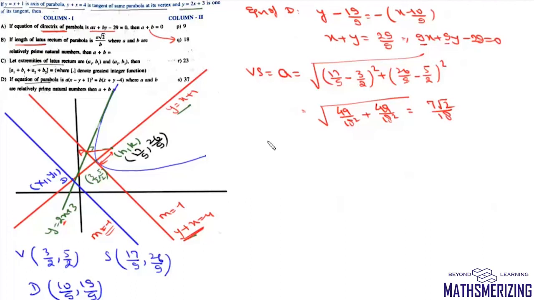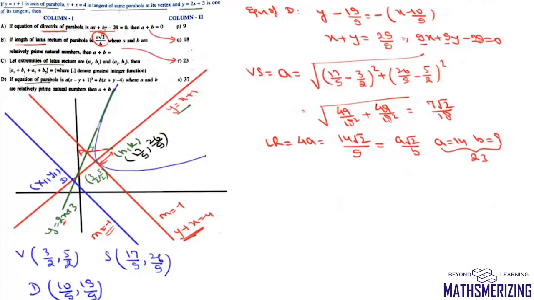Now we need to find the length of the latus rectum. The length of the latus rectum is 4a. So it will be 14 root 2 by 9, which they have given as a root 2 by b. So here a is 14 and b is 9. And then what is a plus b? A plus b in this case is 23. So that means B is mapped to R.